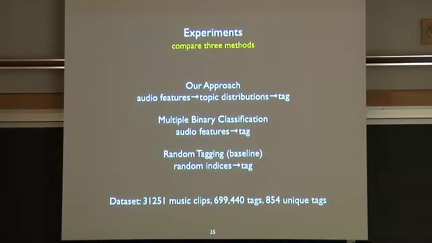And so we compare three different methods. Our approach, which maps audio features to topic distributions and then uses that to generate tags. Binary classification, which maps audio features to each tag. And random tagging, where we just randomly pick a topic and then randomly pick a tag out of that topic.